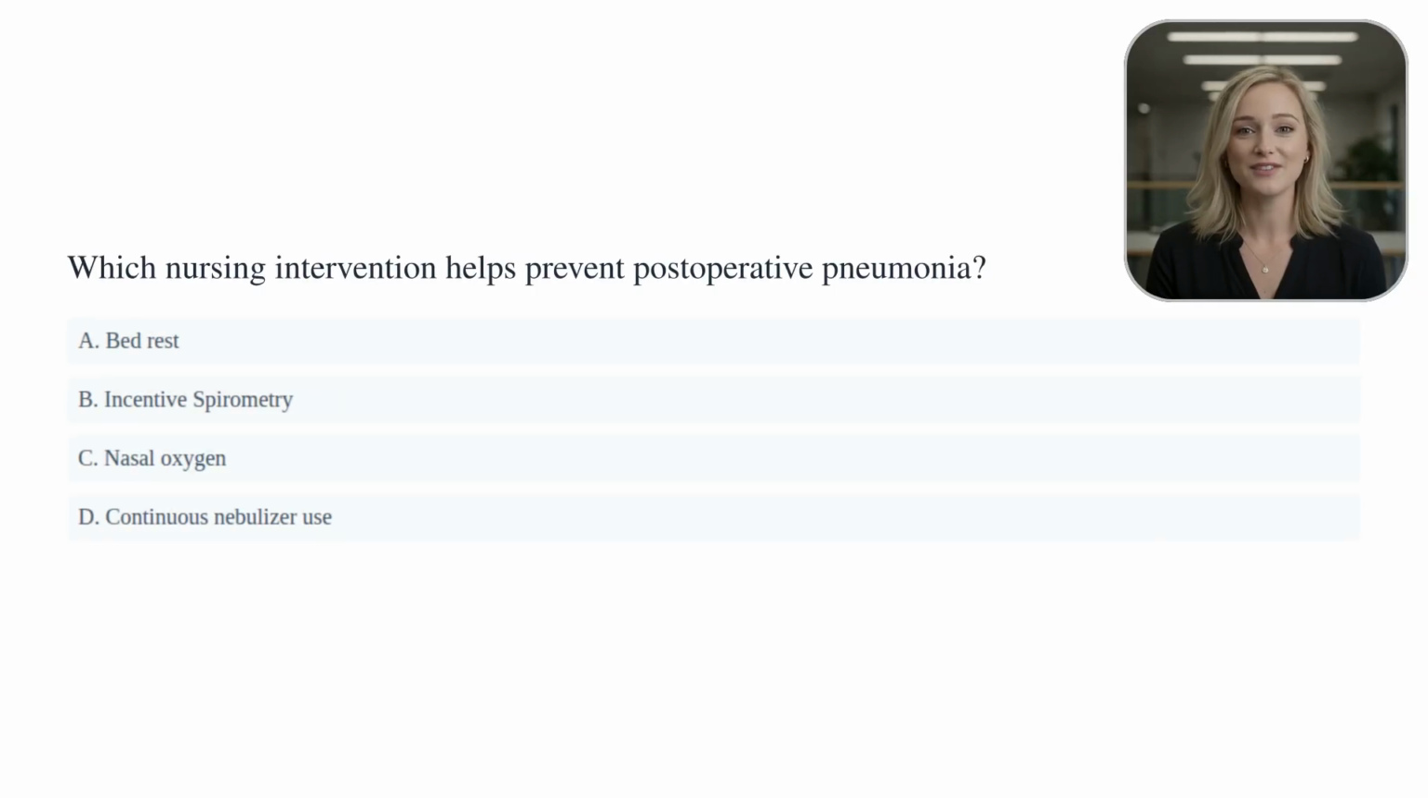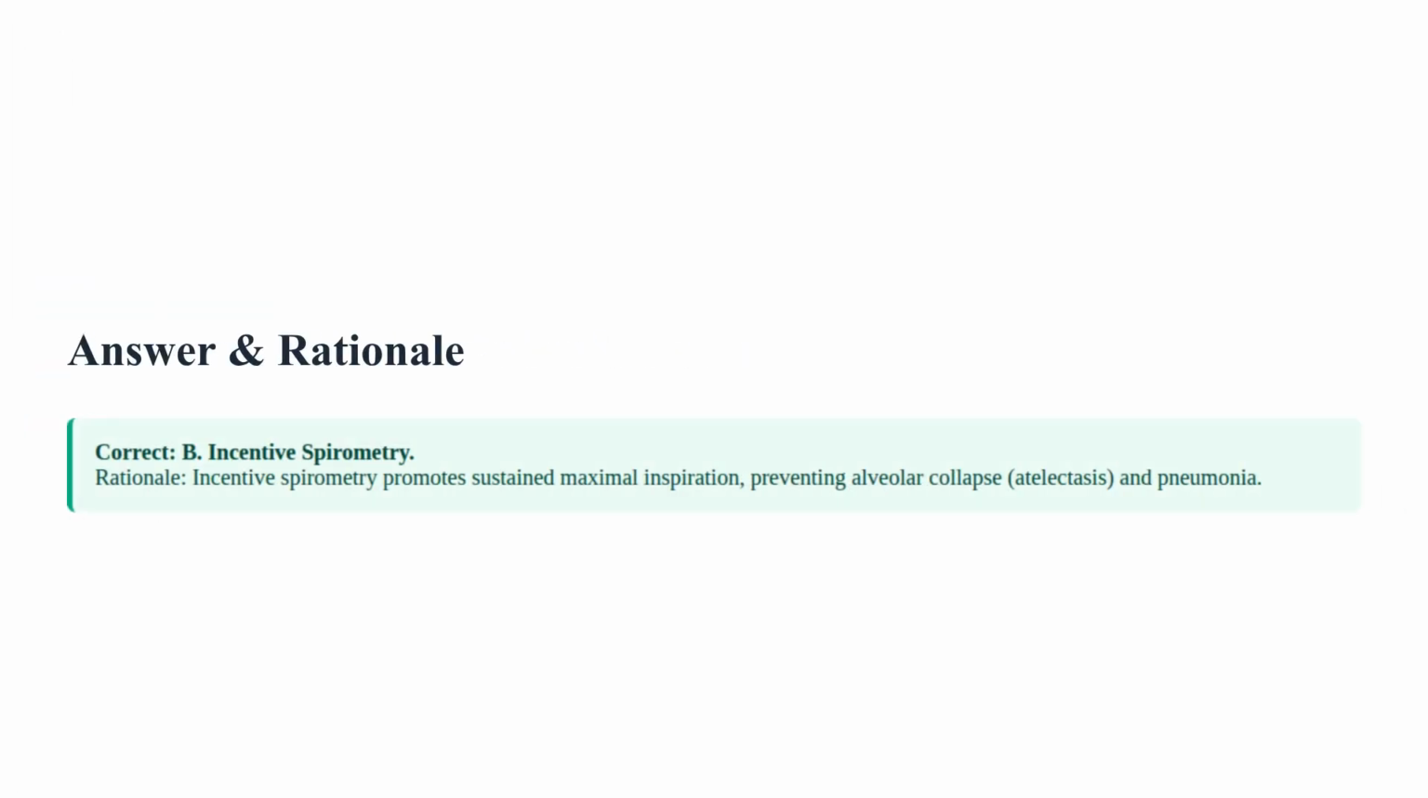Which nursing intervention helps prevent postoperative pneumonia? The correct answer is B, use of incentive spirometry every hour. This promotes deep inspiration, prevents alveolar collapse, and clears secretions, thus reducing pneumonia risk.